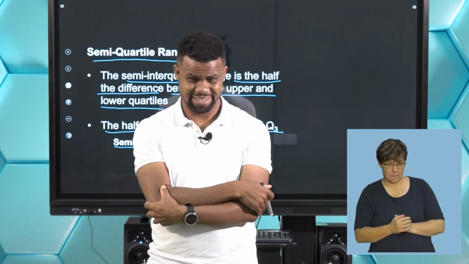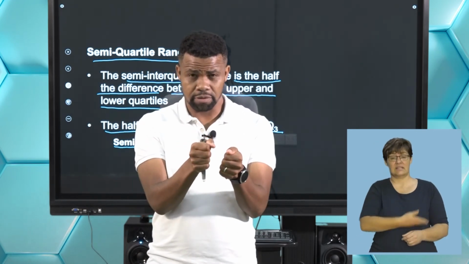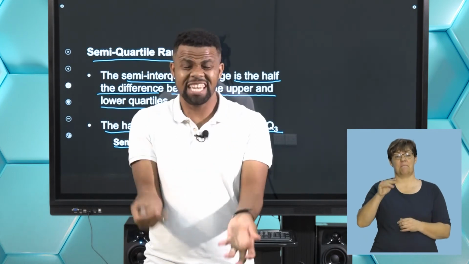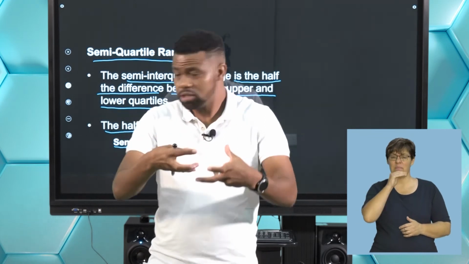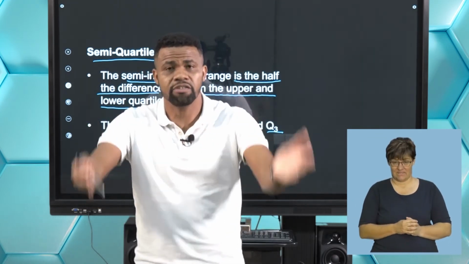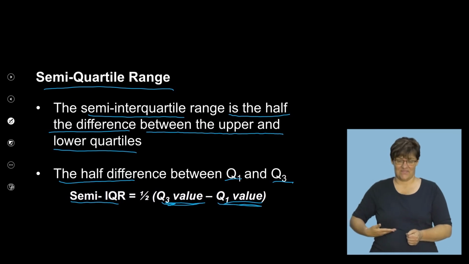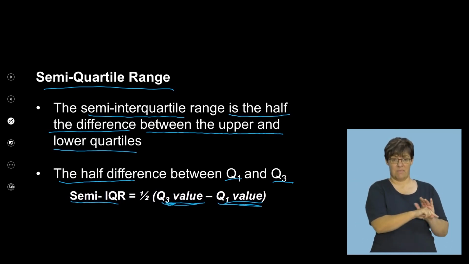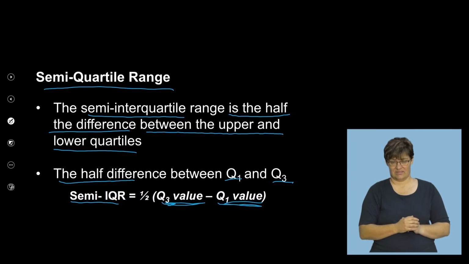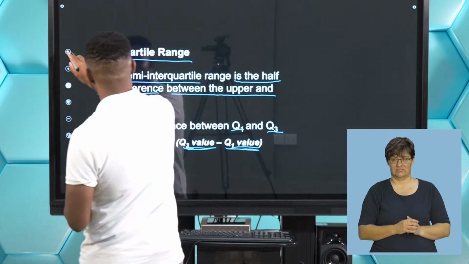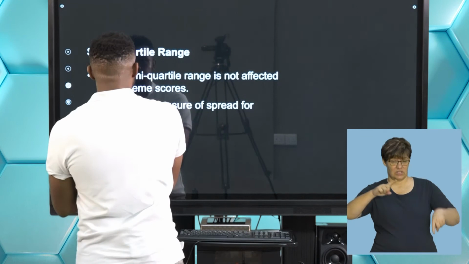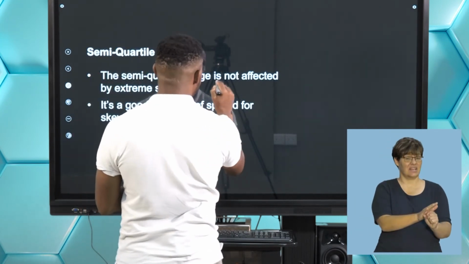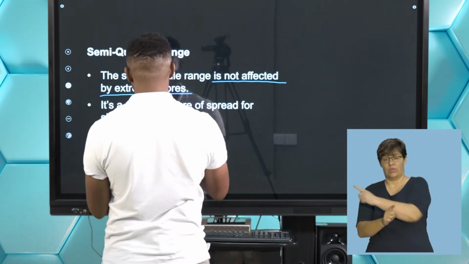Does that make sense? So if I find the interquartile range, I divide it by 2, I get semi-interquartile range. Remember, semi means half. So it's half of interquartile range. Okay, are we all together? Which is half of Q3 minus Q1, which is our interquartile range. So the semi-interquartile range is not affected by extreme scores also.